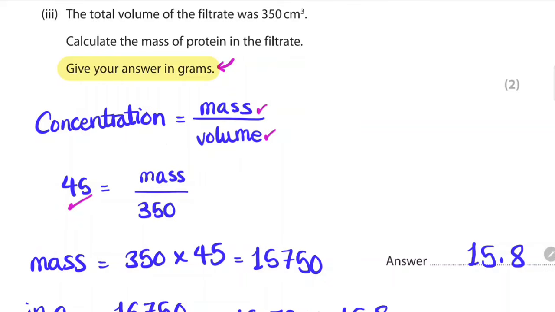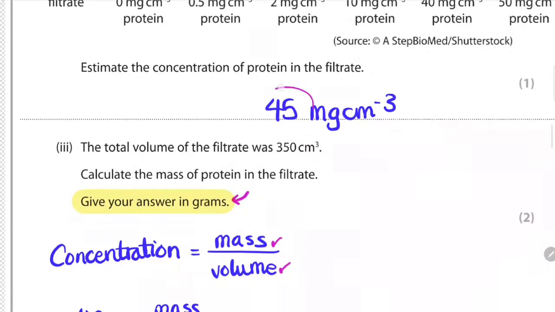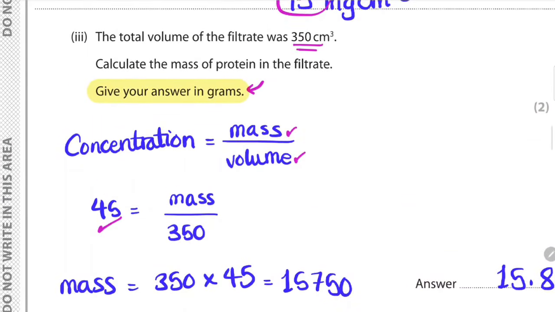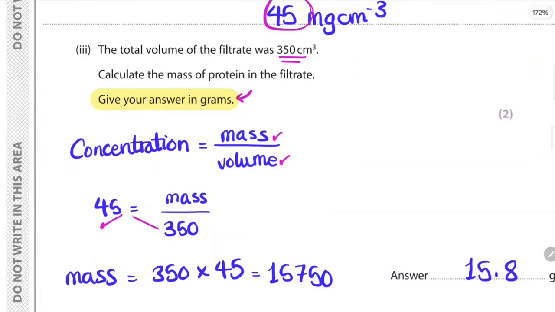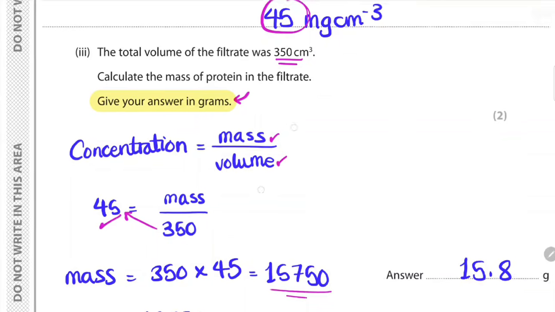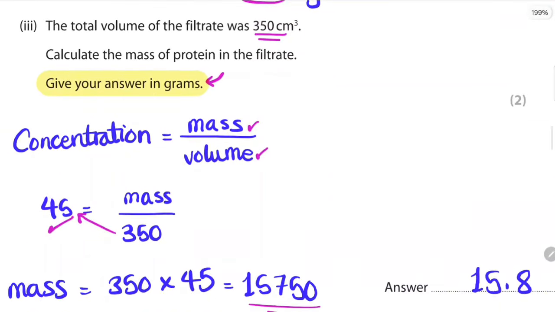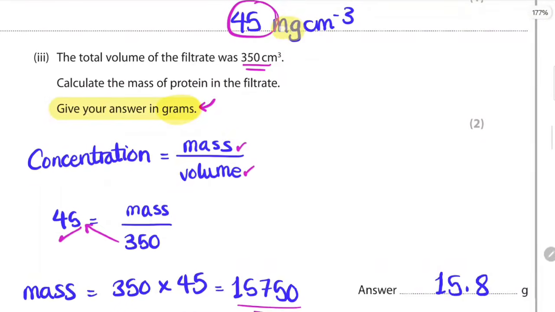I have the concentration, which I estimated here, and I have also the volume of the filtrate, which is 350. If I want to get the mass, I'm just going to multiply 350 times 45, but take care that this is not the final answer. The problem is not in the volume, it is that I have to convert it from milligram to grams.